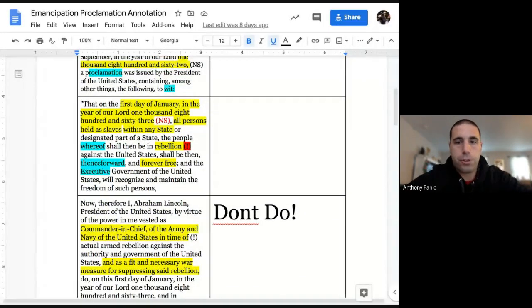Okay, so he says this. Then on the first day of January in the year of our Lord, 1863, all persons held as slaves within any state or designated part of a state, the people whereof shall then be in rebellion against the United States, shall be then, thenceforward, and forever free. And the executive government of the United States will recognize and maintain the freedom of such persons.